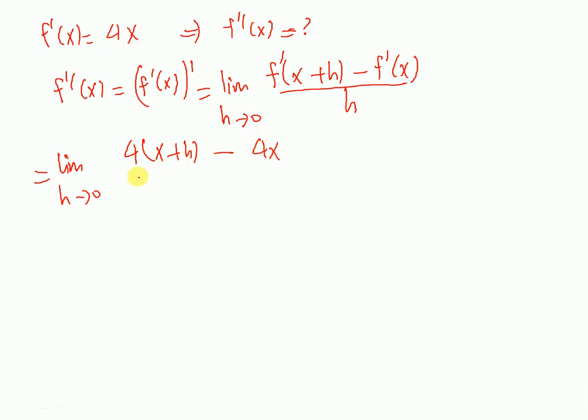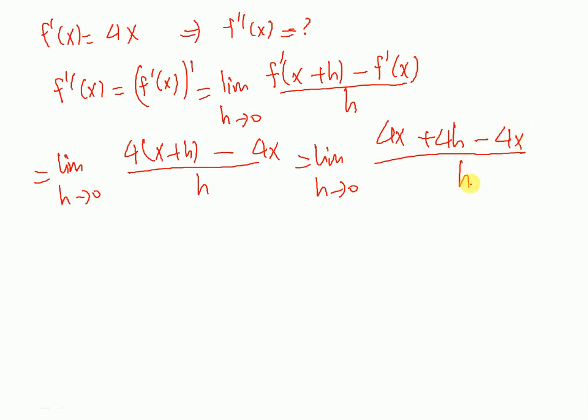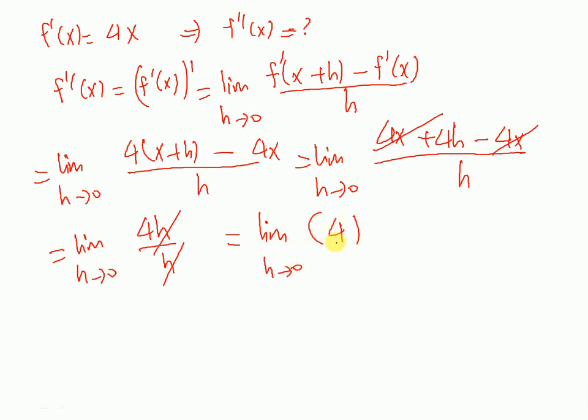This here, over h, equals the limit as h goes to 0 of 4x plus 4h minus 4x over h. The 4x terms are gone, right? So that gives you the limit when h goes to 0 of 4h over h. Now cancel the h, and that gives you the limit of h going to 0 of 4, and the limit of any constant, any number, is just the number. So 4 is the second derivative of the function f of x.